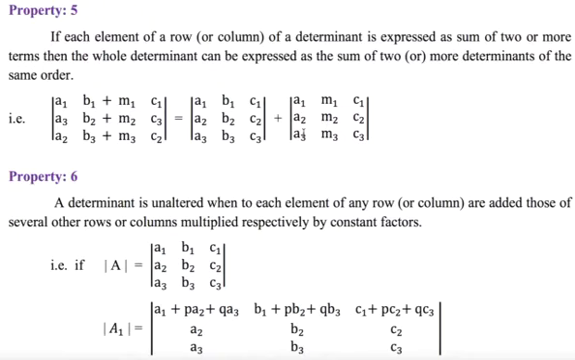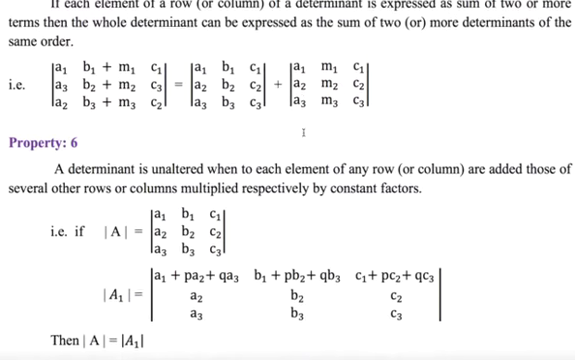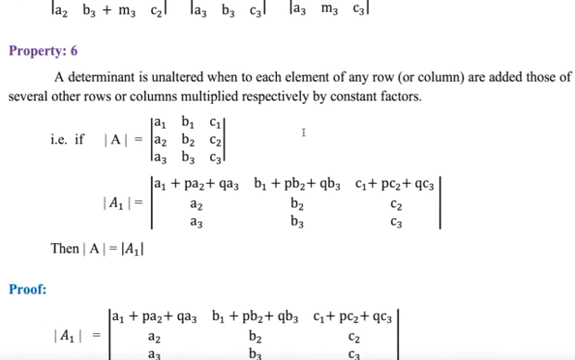A determinant is unaltered when to each element of any row are added those of several other rows or columns multiplied respectively by constant factors, like this: a1 plus p into a2 plus q into a3, b1 plus p into b2 plus q into b3, c1 plus p into c2 plus q into c3. The determinant will remain the same.